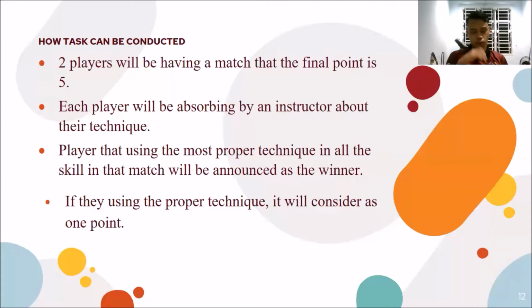In this game, we do not search for a participant that gets the 5 points, but we search for the participant that uses all the techniques that they have learned. So if they are using the proper technique, it will be considered as 1 point. But if they are not doing the proper technique, they do not get any point.